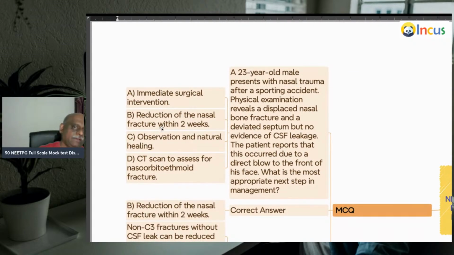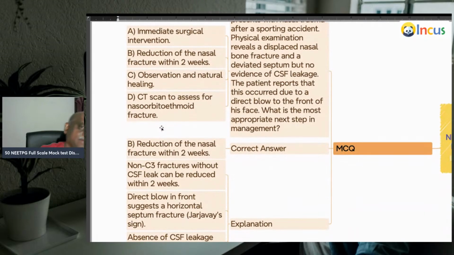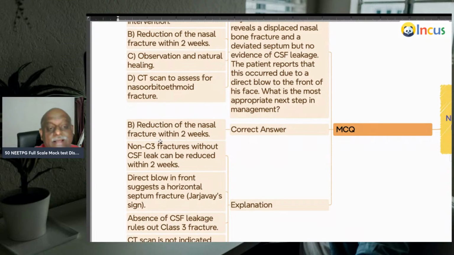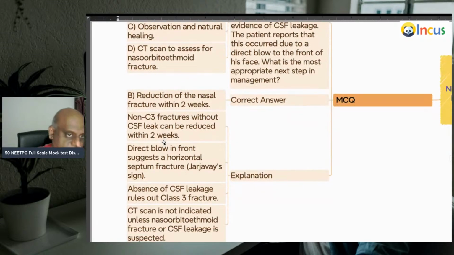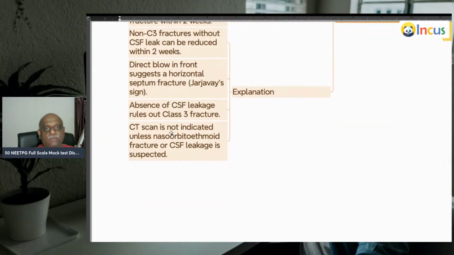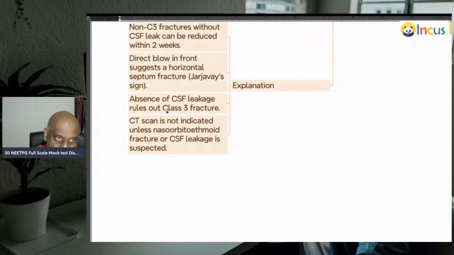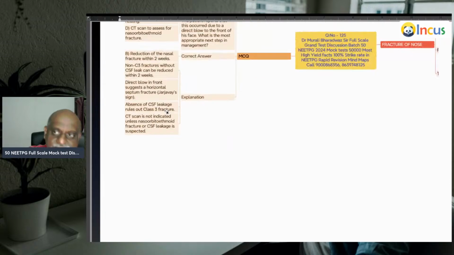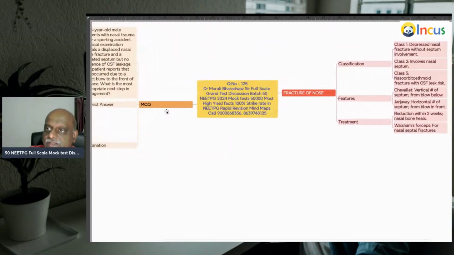23-year-old with nasal trauma. Displaced nasal bone fracture. How do you want to do? Reduction of the nasal fracture within 3 weeks. So non-class 3 fractures without CSF leak can be reduced in 2 weeks. So direct blow in the front suggests a horizontal septum fracture, which is Jarjavay's fracture. Absence of CSF leakage rules out class 3 fracture. That's what you need to remember. I leave the literature for you, doctor.